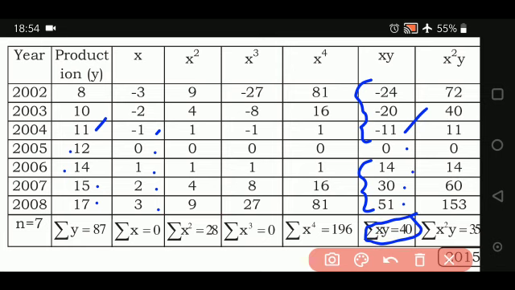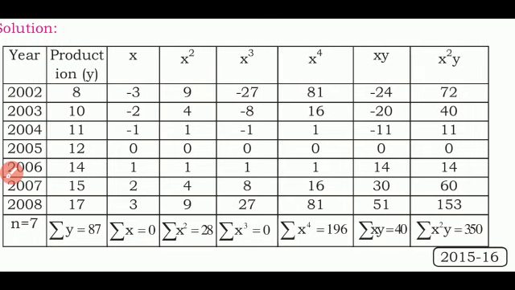The last column is x square y. Where is your x square? X square into y. 8 into 9, 72. 10 into 4, it's going to be 40. 11 into 1, it's 11. The next term is going to be 0. 14 into 1 is 14. Then 15 fours are 60. Then 17 into 9, it's going to be 153. The total is 350. So this is how you're going to make a column for a parabolic equation.